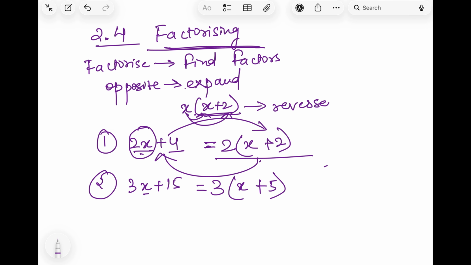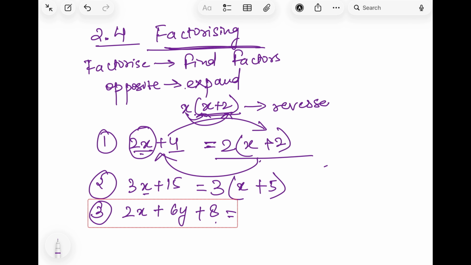Now we'll take up a little bigger example. If we have 2 variables or 3 variables, sometimes you may have 4 variables also. So not necessarily you can factorize only with 2 variables. You can factorize with 1 variable, 2 variables, 3 variables, or 3 constants, anywhere. Okay, so if it is 2x plus 6y plus 8, now if you see there are 2 variables, 2 coefficients and 1 constant here, right? These x and y are variables, 2 and 6 are coefficients of them, and 8 is a constant.